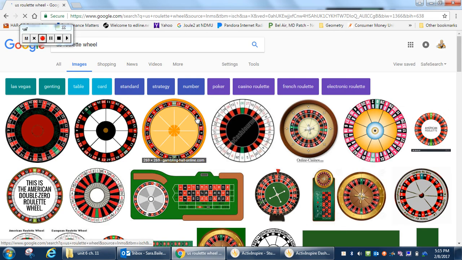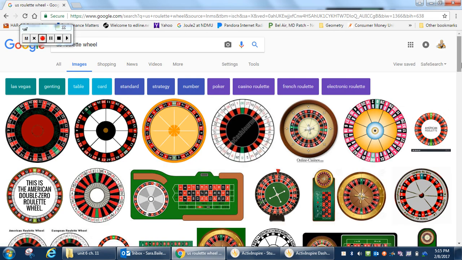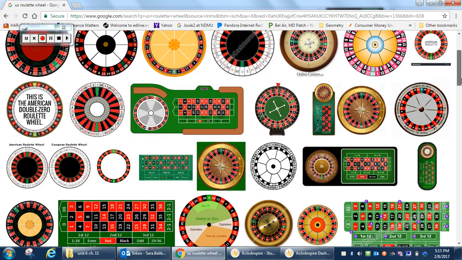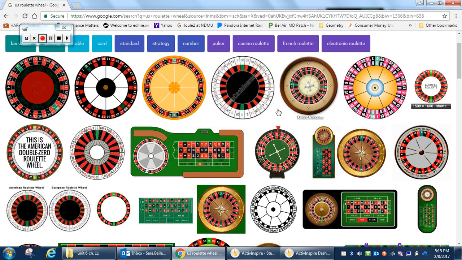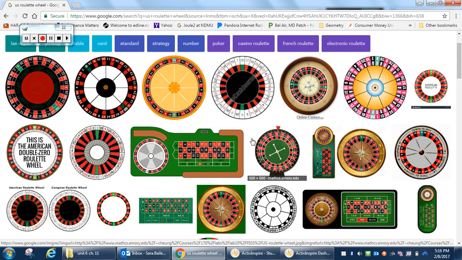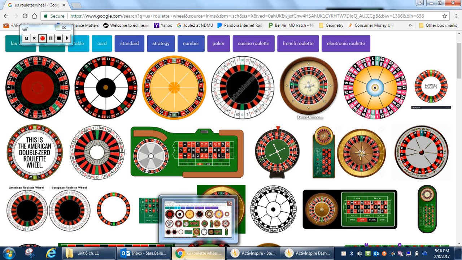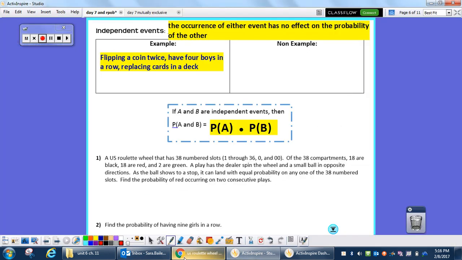Hopefully you have not been to a casino, because I don't believe you all are 21. A roulette wheel is something you bet on, and typically you might have seen it in movies where they throw the dice and then spin the number. So they spin it multiple times, but each spin does not affect the other. Normally there's 38 numbered slots. Of the 38 compartments, 18 are black, 18 are red, and 2 are green.